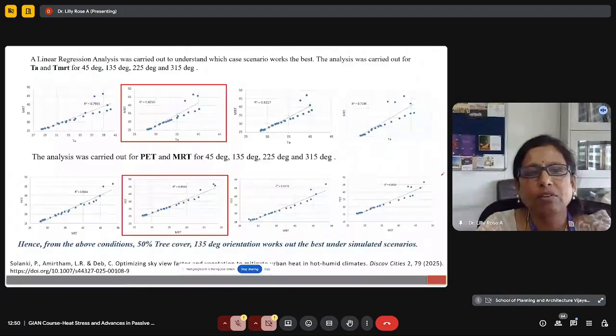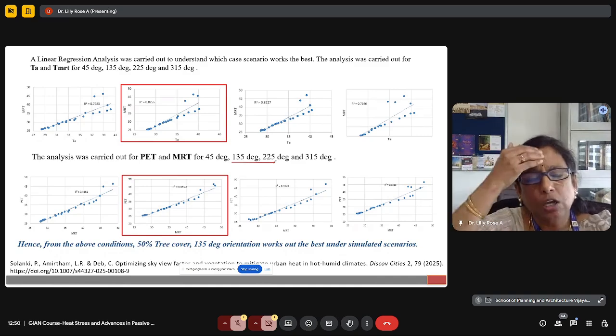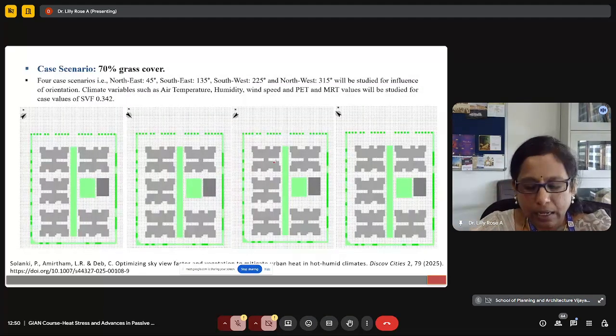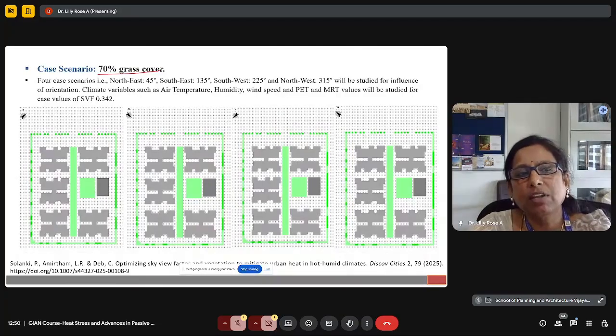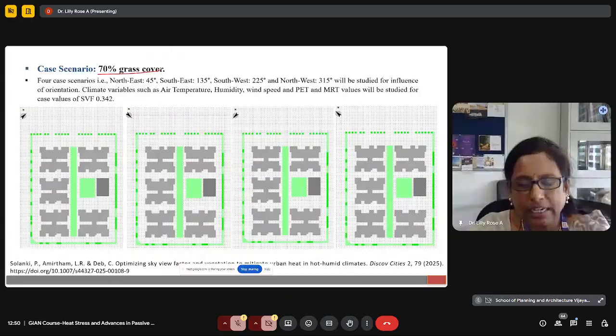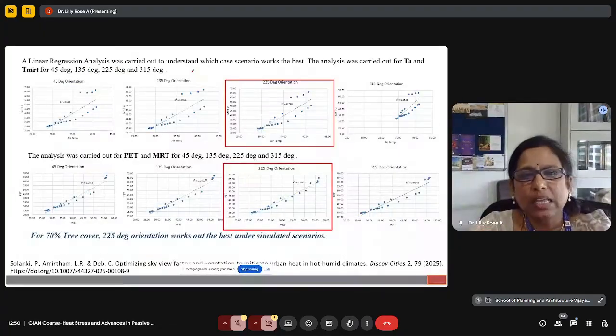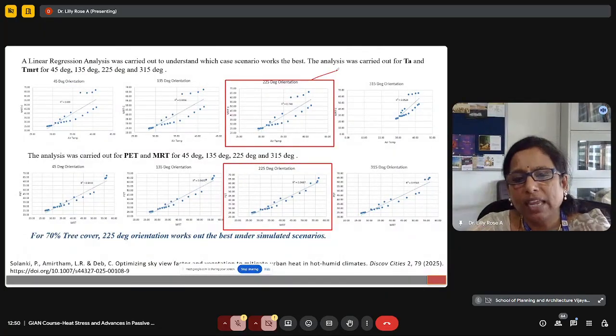Similarly, we oriented and found that the 135-degree orientation, basically the southeast orientation, worked better. Similarly for 70% grass cover. We did not go in for 70% tree cover because that completely covered the sky. This was taken from previous literature. Then we analyzed 70% grass cover, and this again gave 225 as the best performing orientation.